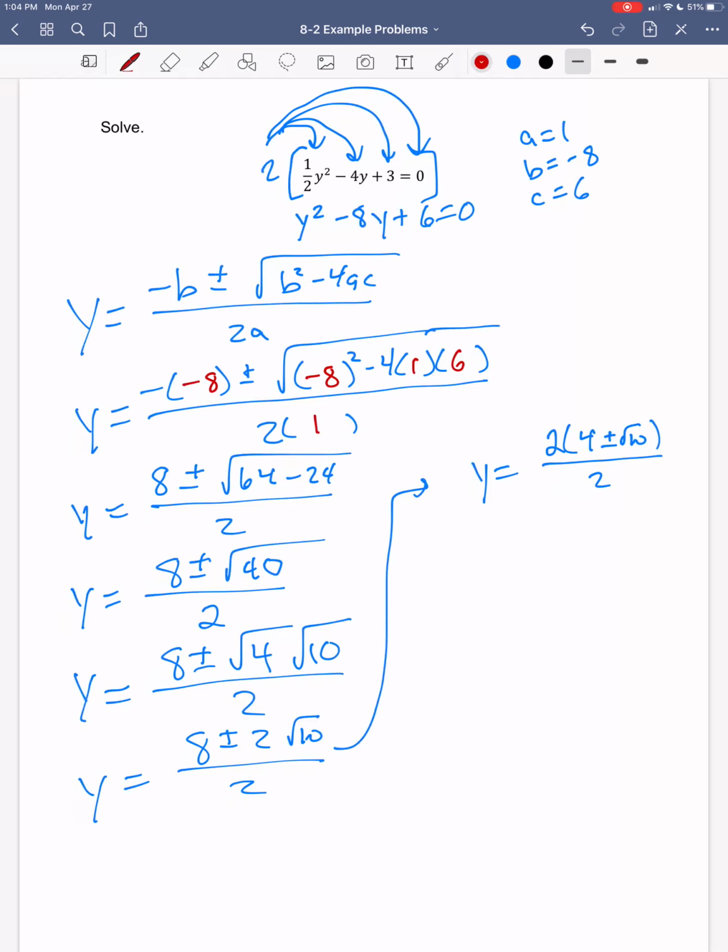And now that's a multiplication there. These are common factors that I can cancel out. And so I would get y equals just 4 plus or minus the square root of 10, well, over 1. So 4 plus or minus the square root of 10. And again, those are really two solutions, 4 plus the square root of 10 and 4 minus the square root of 10.